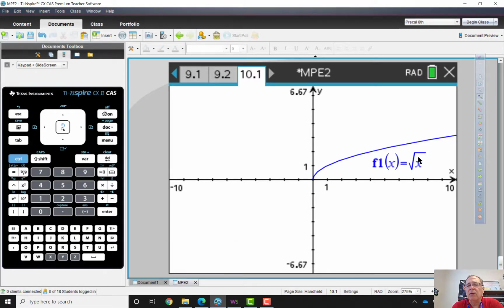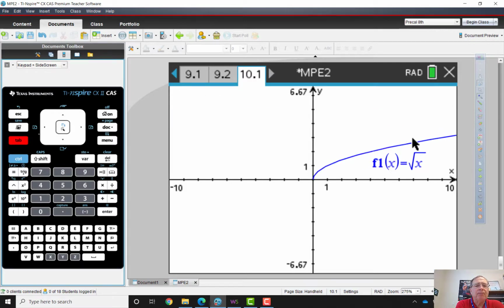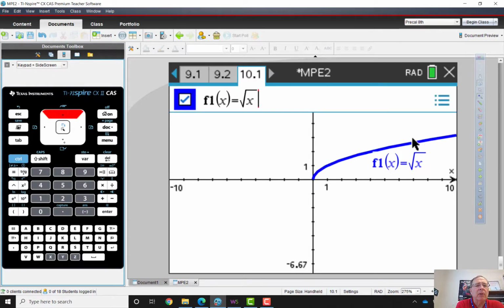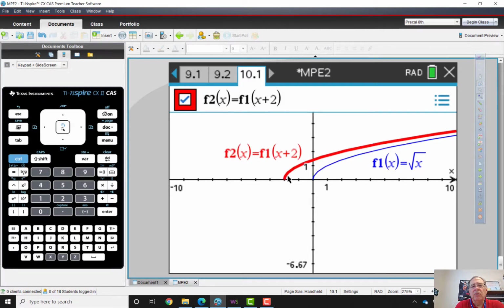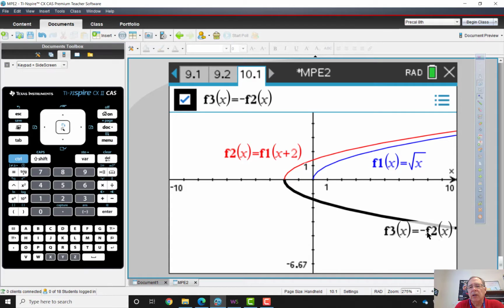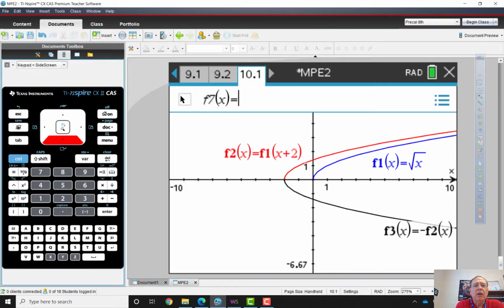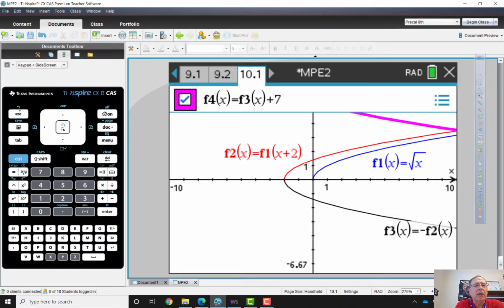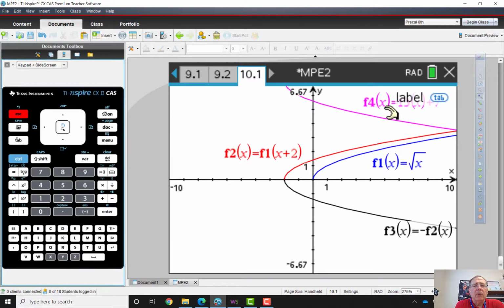So here I've got the original function f of x equals the square root of x. I'm now going to do the transformations one at a time. So if I do f of x plus 2, shift 2 to the left, go down, so F3, turn that one on, so now I'm reflecting over the x-axis. And then going up 7.